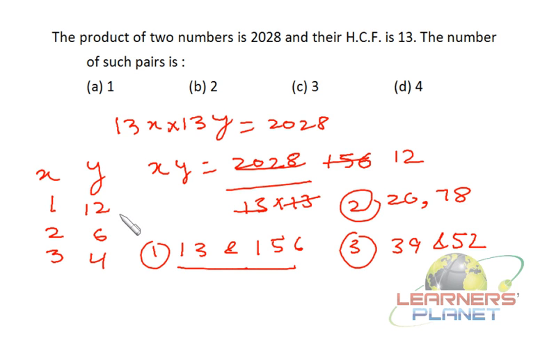Now just make one observation over here. In this case 13 and 156, their HCF is 13 definitely, and even their product is 2028. Okay, so this will be one of the right choices. Then similarly we have here 26 and 78. Friends, you might observe that the HCF of 26 and 78 is not 13, it is actually 26.